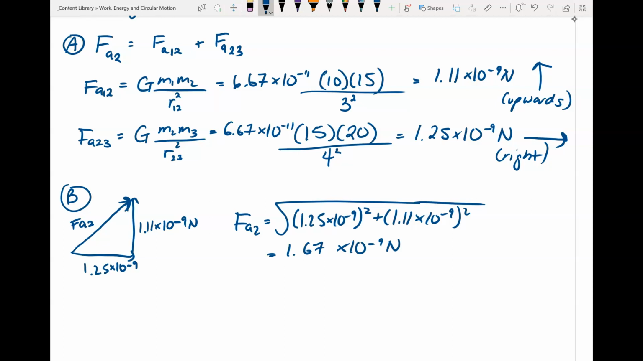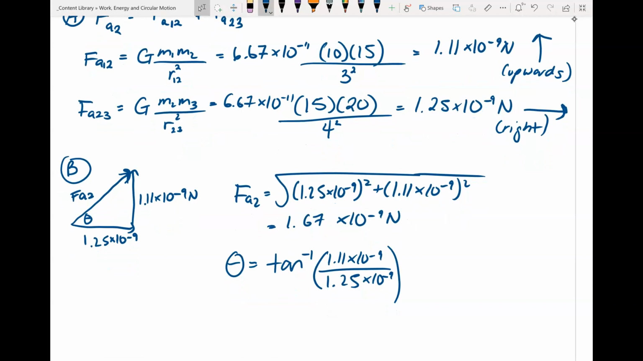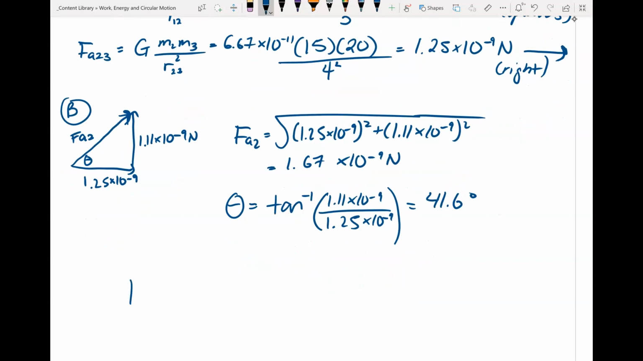We also need to find the direction because this is a vector which has a magnitude and direction. This is tan inverse of 1.11 times 10 to the power of negative 9 over 1.25 times 10 to the power of negative 9, which is opposite over adjacent, which is 41.6 degrees. Now we can state our final answer. Fa2 is 1.67 times 10 to the power of negative 9 newtons at 41.6 degrees. And just by looking at our vector triangle, this is going to be north of east.